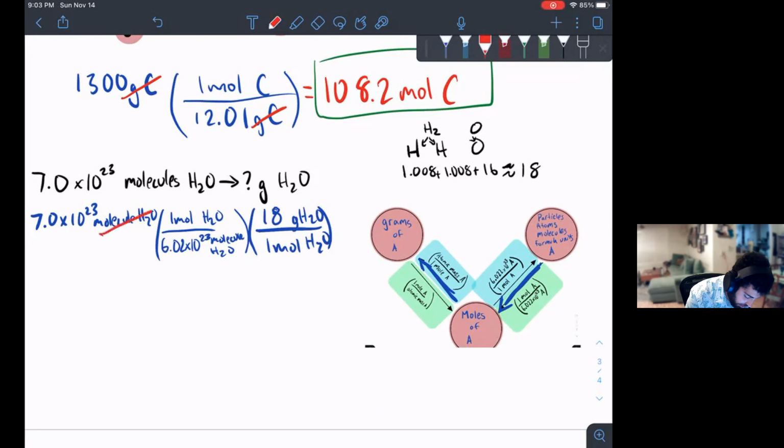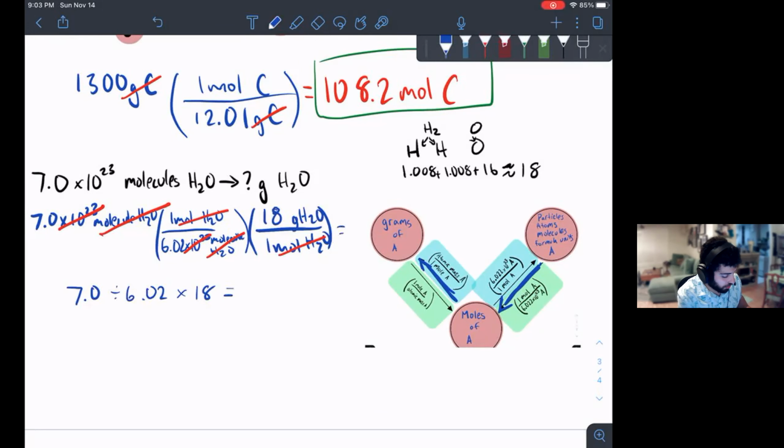And what we get to do is molecule of H2O cancels the molecule of H2O. Times 10 to the 23rd cancels the times 10 to the 23rd. Mole of H2O cancels the mole of H2O. And all that's remaining is 7.0 divided by 6.02 times 18. And that's going to give me something with grams of H2O. So I'm going to do this real quick on my calculator. 7 divided by 6.02 times 18. And that's about 21. That's about 21 grams of H2O.